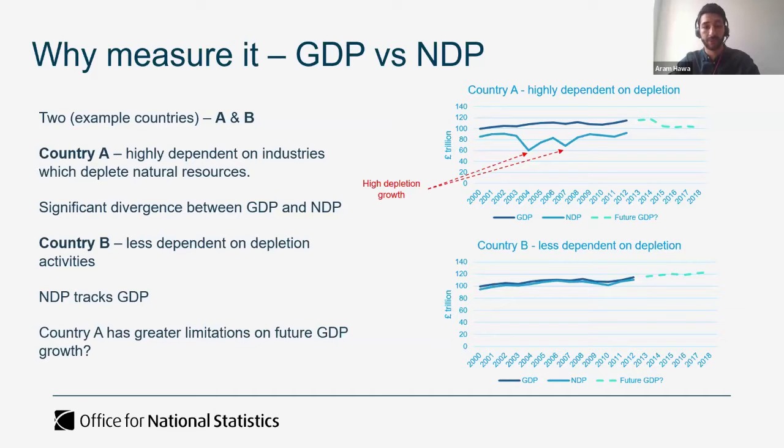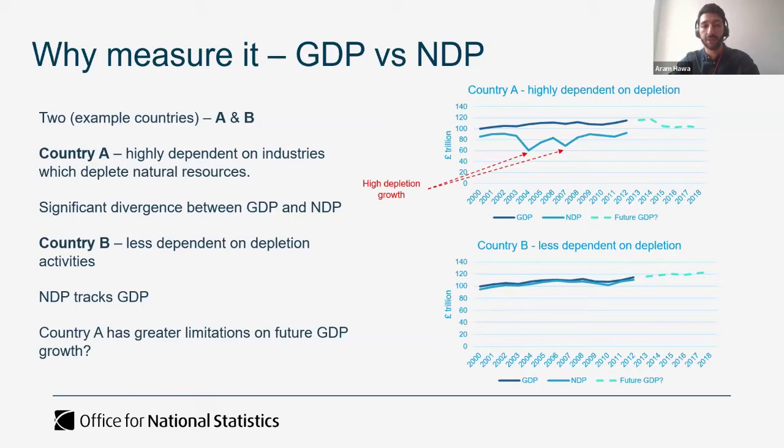And this will manifest in future GDP, demonstrated by the dashed line on the chart. In comparison, country B, due to its industrial composition, is able to maintain its GDP growth better over time. And by 2018, there is considerable levels of divergence between the countries. By factoring in NDP at an earlier stage and comparing it to GDP, the sustainability of economic development is better understood, and this may have some important consequences for policymakers.